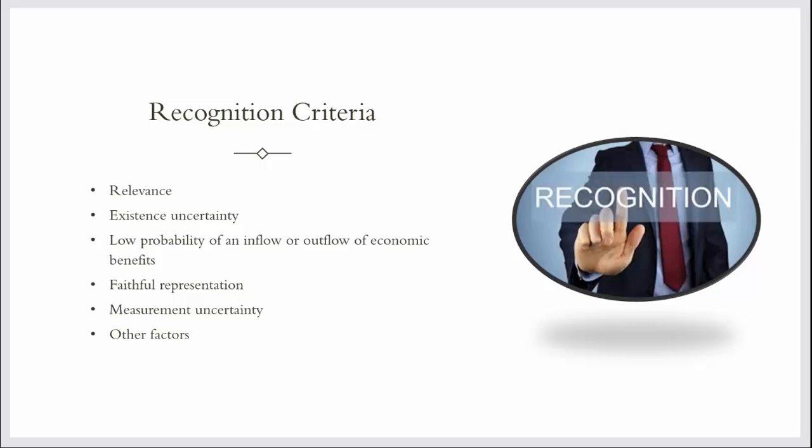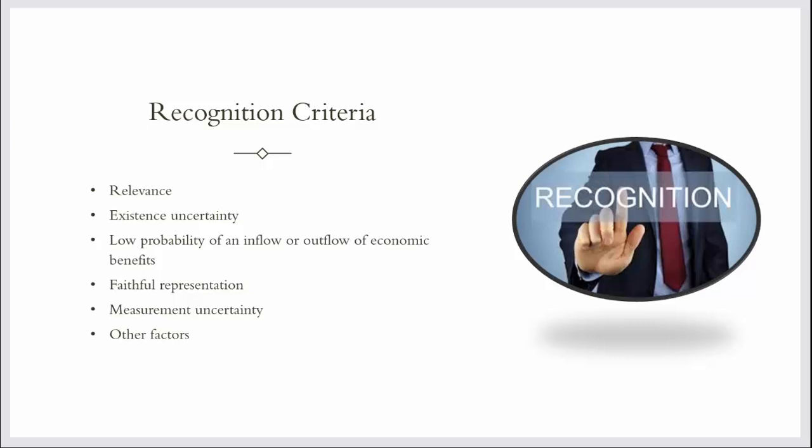5. Measurement uncertainty. High measurement uncertainty can affect the decision to recognize an asset or liability. If the measure is subject to significant uncertainty, it might not provide a faithful representation. Example, estimating the future cash flows of a highly speculative investment might have such high uncertainty that recognizing the asset could mislead users. Instead, providing detailed notes might be more appropriate.